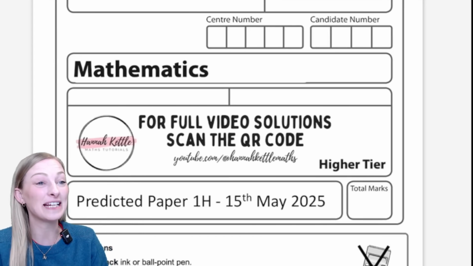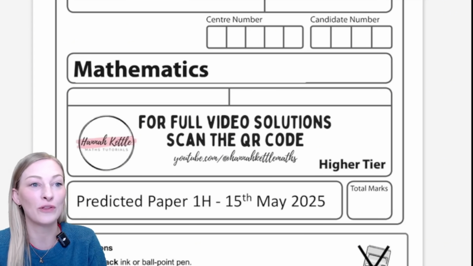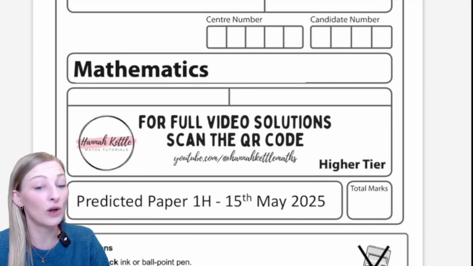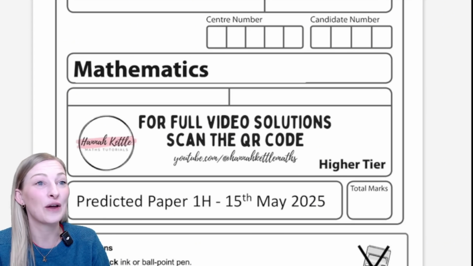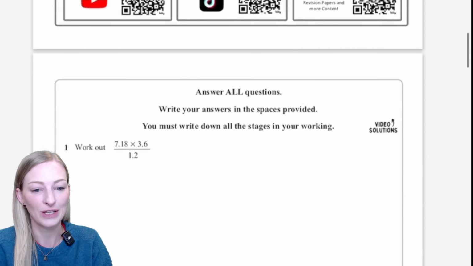This is the predicted paper that I've written for paper 1 higher, your non-calculator paper on the 15th of May 2025. It is a predicted paper in that I've just looked at topics that come up lots and I've put them all together, had a go at writing the questions, and I hope you guys enjoy it, and it should be a really good way of preparing you for the non-calculator paper. So let's get into it.